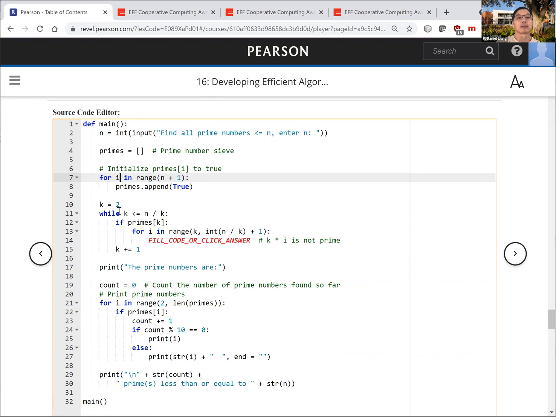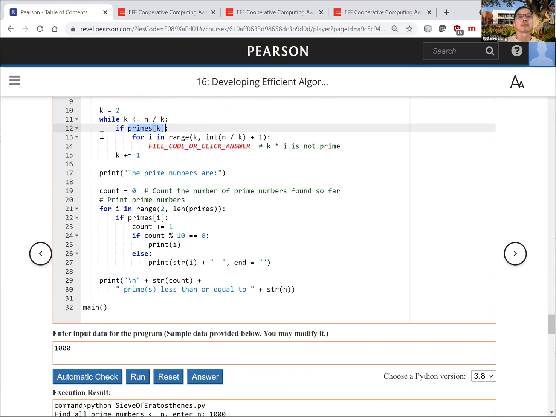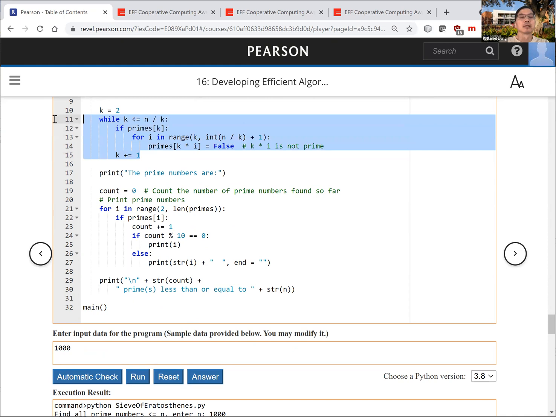Now look at k here: k is less than or equal to n divided by k. That's how you need to look at it. If primes[k] is true, we set all the multiples, k times i, to false. After this is finished, we can print the prime numbers.